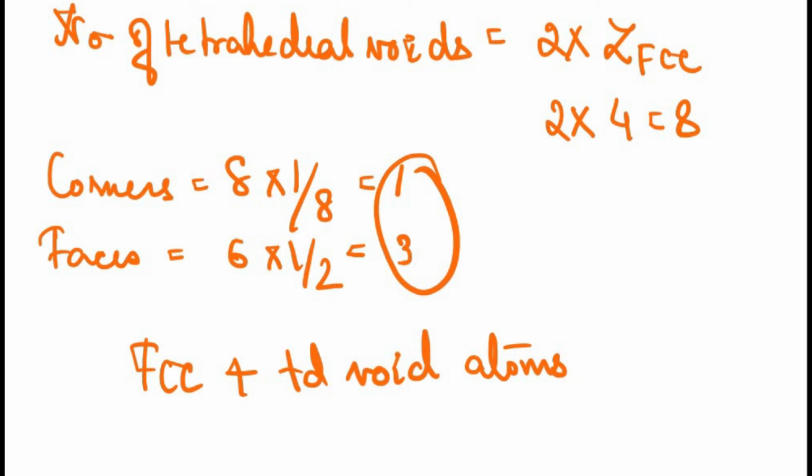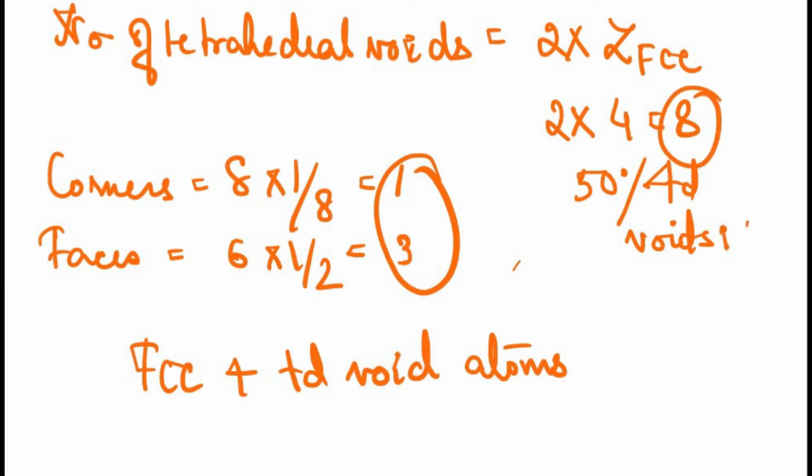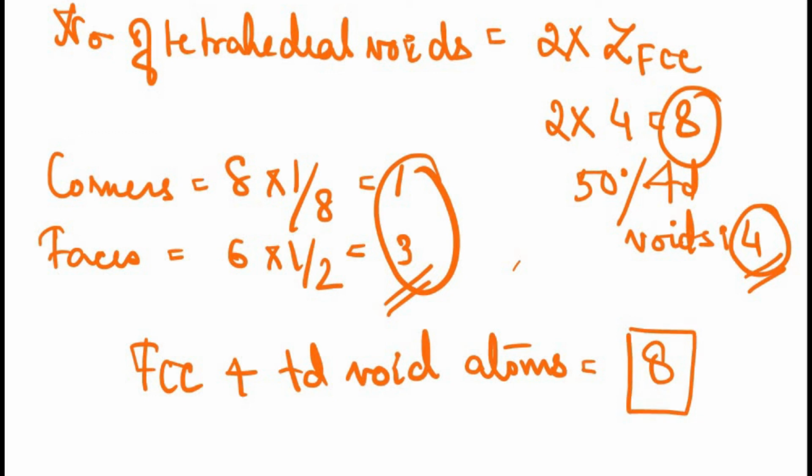But the question says that there is only 50% tetrahedral void. So 50% or half of 8 would be 4. So now tetrahedral void atoms is 4 and FCC total atoms is 4. So the effective number of atoms would be 8. This was what was required. It is a very simple, very flat question.